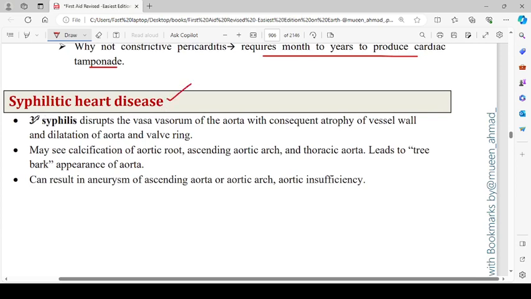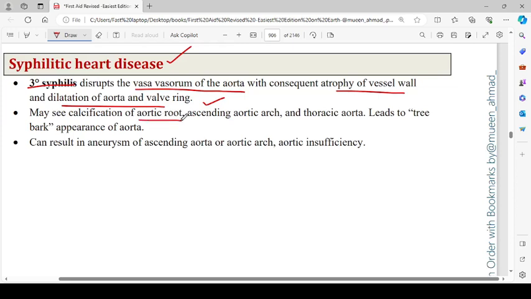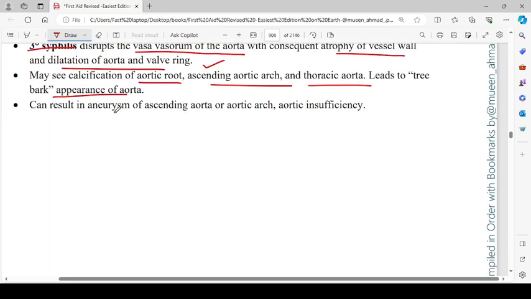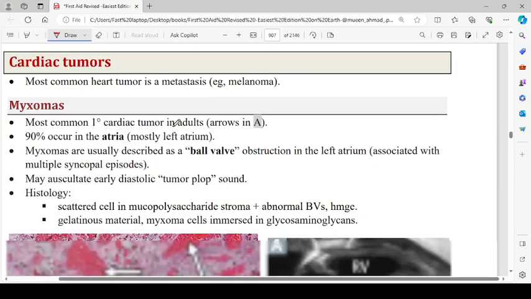Syphilitic heart disease is present in tertiary syphilis, which disrupts the vasa vasorum of the aorta with consequent atrophy of the vessel wall and dilation of the aorta and valve ring. May see calcification of the aortic root, ascending aortic arch, and thoracic aorta, leading to a tree bark appearance of the aorta. It can result in aneurysm of the ascending aorta or aortic arch and aortic insufficiency.